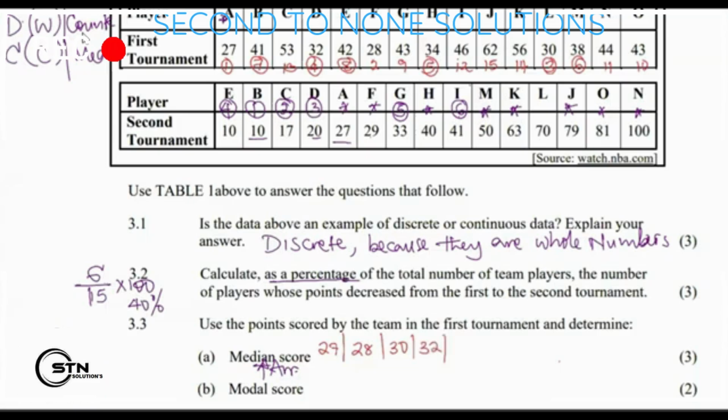From 32, we have 34, 38, we have 41, we have 42, we have 43, another 43, we have a 44, we have a 46, a 56, and a 62.